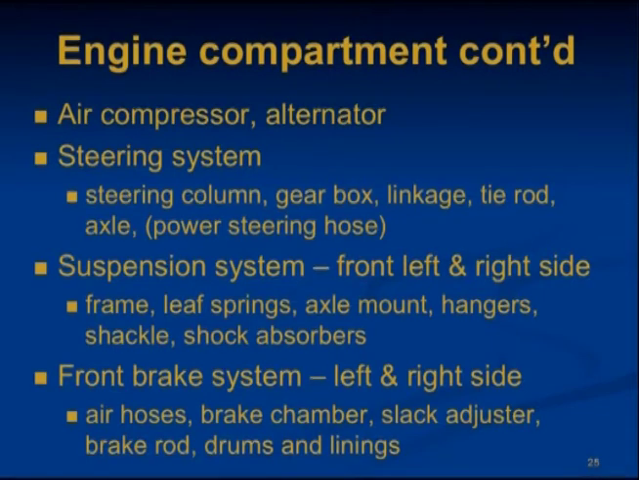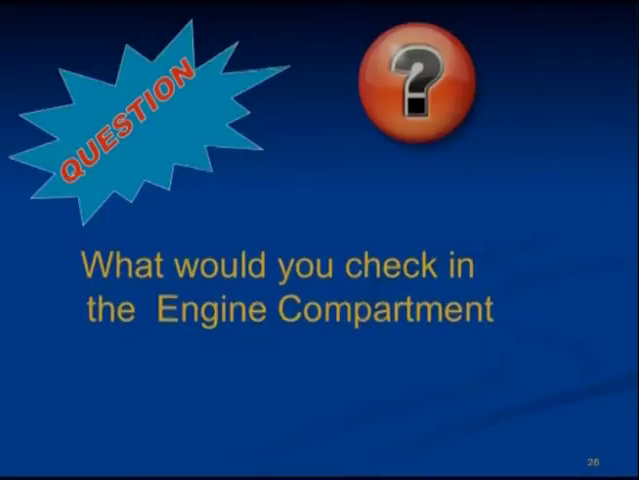Check the right front suspension, including the frame, leaf springs, axle mounts, hangers, shackle, and shock absorbers, just as you did on the left side. And check the right front brake systems, just as you did on the left side. Okay, question. What would you check in the engine compartment?